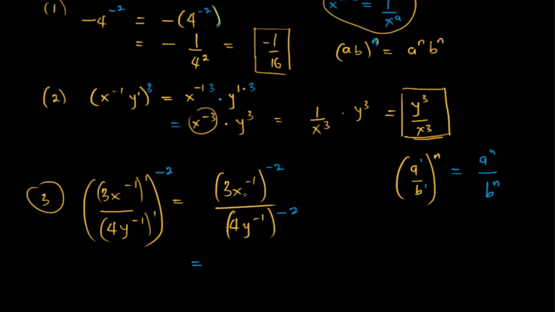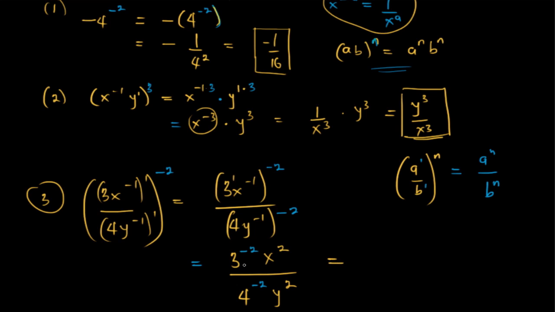And then to simplify this whole thing here, we're going to lay credence to what we have here. So this is going to be 3, this is to the power 1. So 1 times negative 2, that is negative 2. Then we have x, then negative 1 times negative 2, that is 2. Divided by, so we have 4 to the power negative 2. And then we have y to the power negative 1 times negative 2, that is 2.